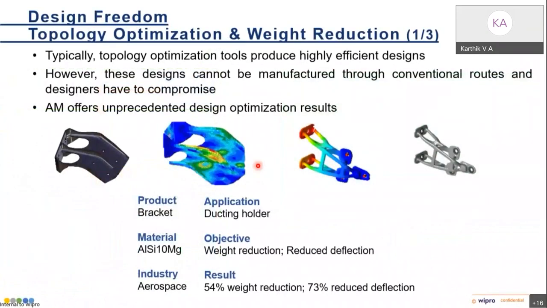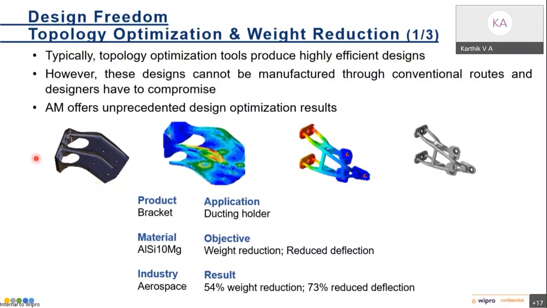So coming to the design freedoms, basically topology optimization and weight reduction play a significant role. Because we are fabricating a component with an additive manufacturing technique, we are not restricted to the conventional designs which we utilize for conventional manufacturing techniques. If you see this component, you'll find there are two components which have the exact same application. The bracket is fabricated from AlSi10Mg, which is the aluminium raw material available for fabrication in metal additive manufacturing. By keeping the functionality aspect of the component the same, we vary the component's design and its structural integrity.